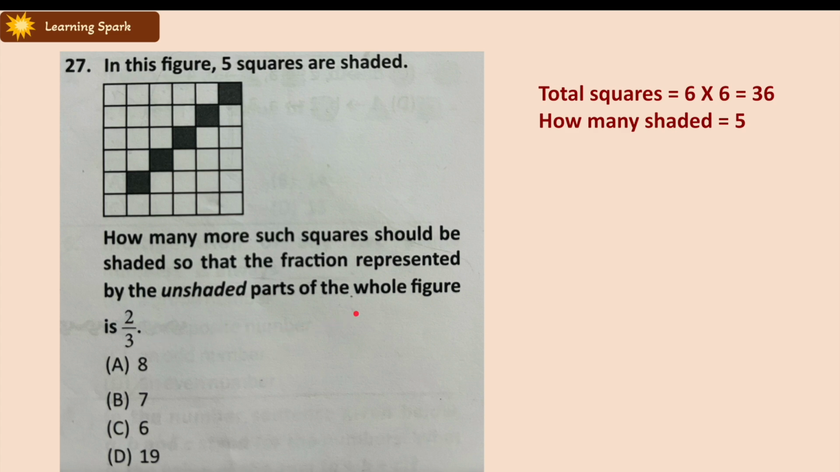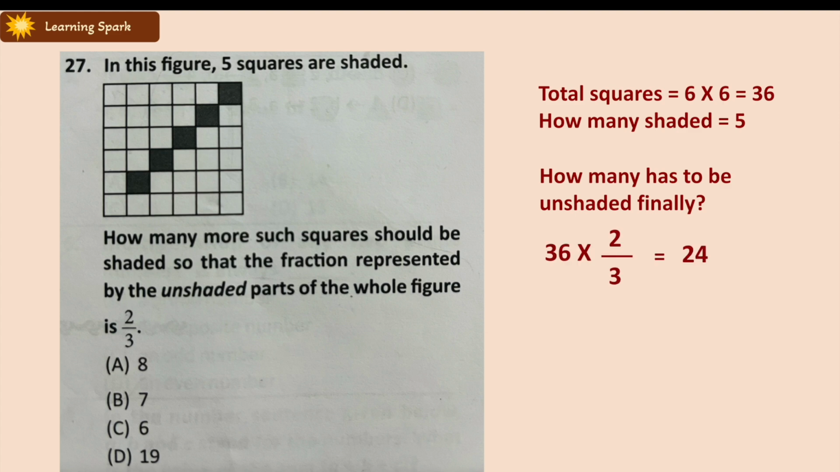Okay, so how many have to be unshaded finally? So total 36 squares are there. So 36 into 2 by 3, right? Which means 36 by 3, which is 12, into 2, which is 24. Okay, this is basically division, and this you have to multiply, right? So 24 squares have to be unshaded to make it a fraction of 2 by 3.